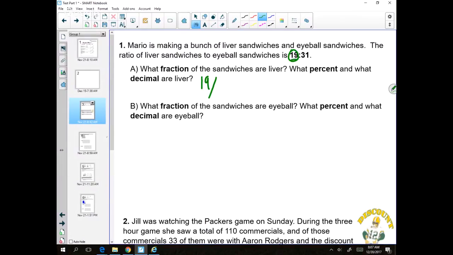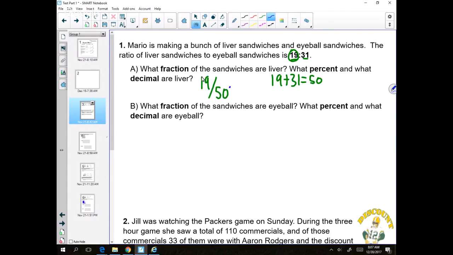Okay, so there's 19 liver and 31 eyeball. So to find the total, we need to add those together. When we add them together, we get 50. Our fraction is 19 out of 50. Now, to write a percent and a decimal, it helps to make that fraction out of 100.